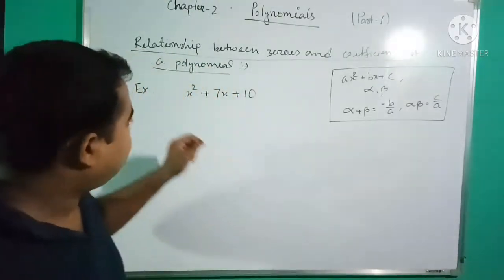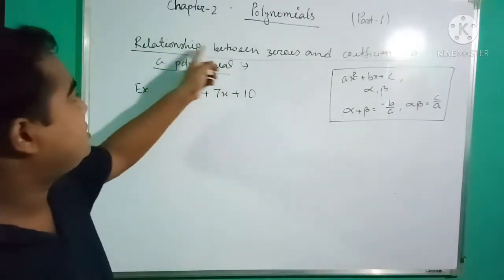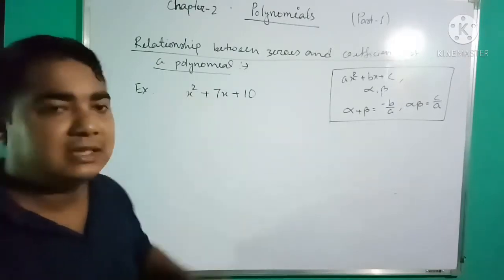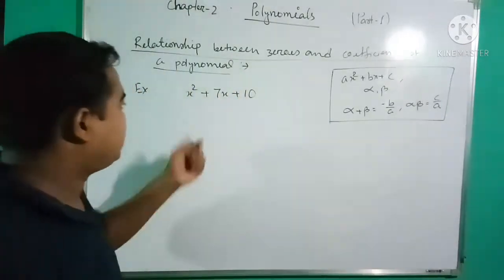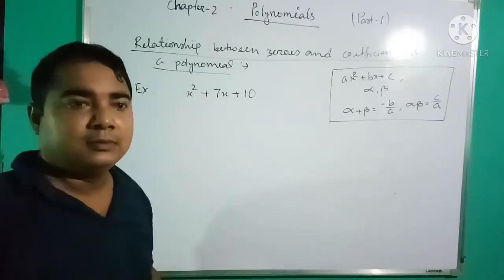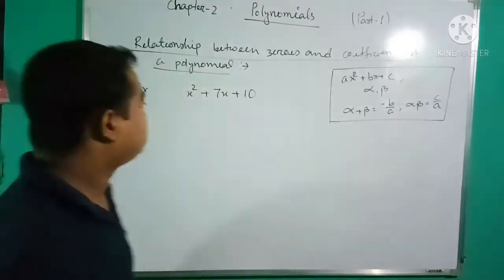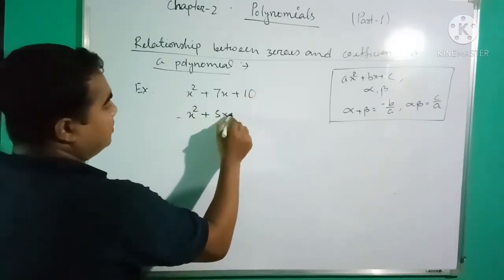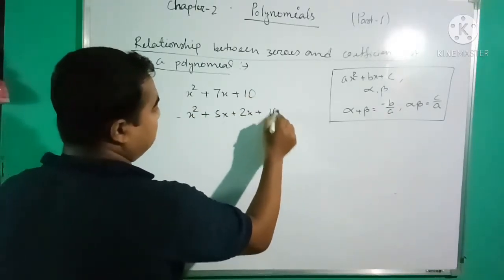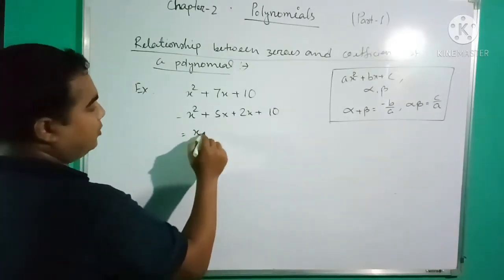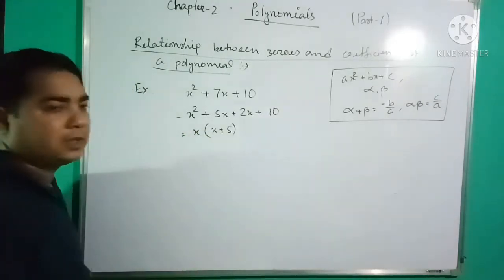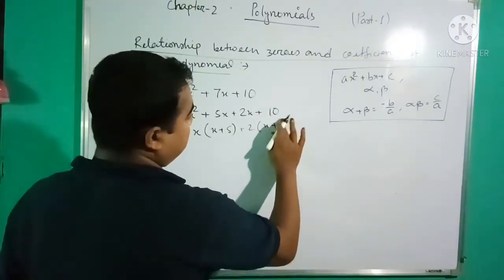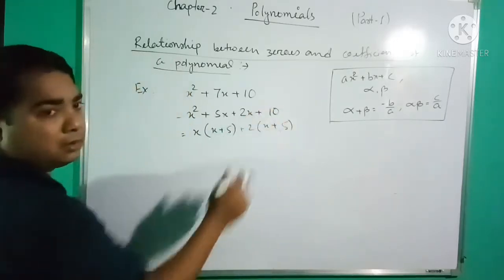And after finding the zeros, next find the relationship between zeros and coefficients of the given polynomial x square plus 7x plus 10. So at first find the zeros of the given polynomial according to the splitting method. See, x square plus 7x plus 10, so x square plus 5x plus 2x plus 10. Then take x common, and x plus 5. Next take 2 common, then x plus 5, because 2 5s are 10.